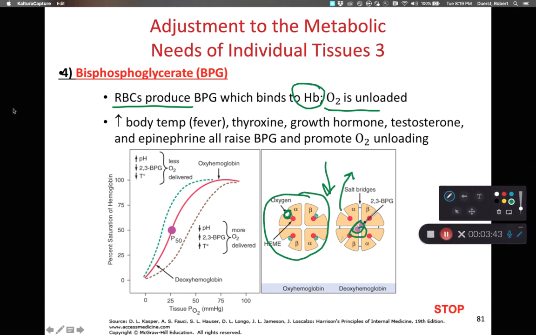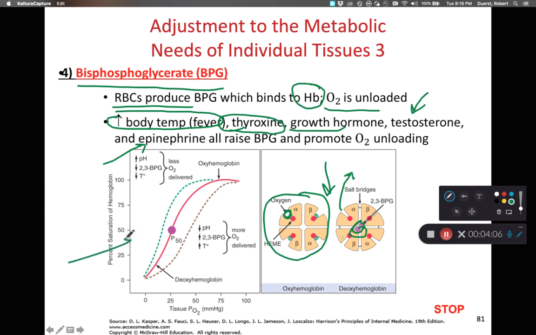What causes us to have more bisphosphoglycerate in our red blood cells? We have more bisphosphoglycerate if we have an increase in body temperature, if we have an increase in thyroxine, human growth hormone, blood testosterone, and epinephrine. Those could all raise bisphosphoglycerate levels and make it so that we're more likely to unload oxygen.